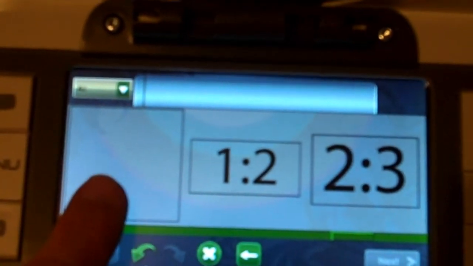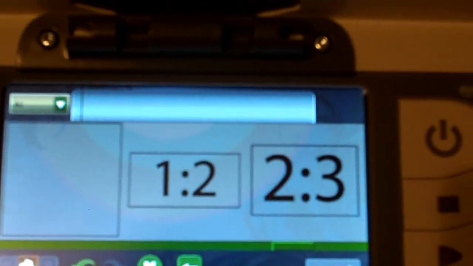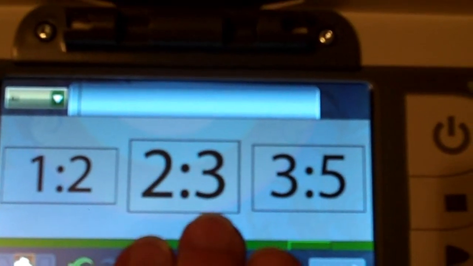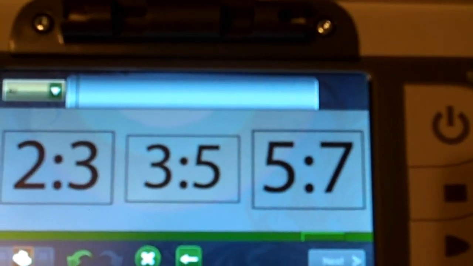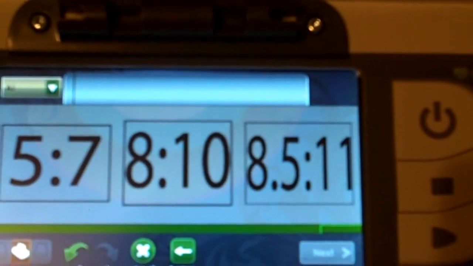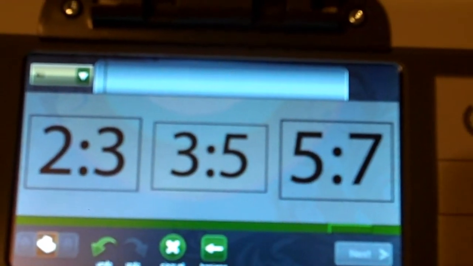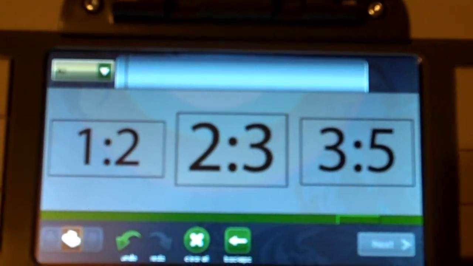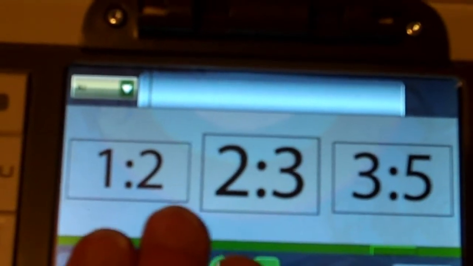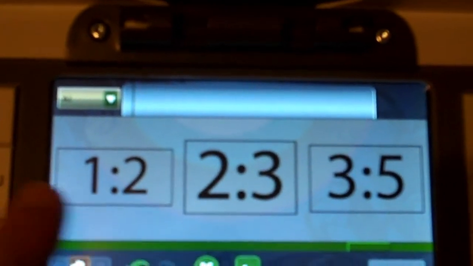We had the square that was from one of the earlier updates. We now have these rectangles with these numbers in here, the 1:2, 2:3, 3:5, 5:7, 8:10, and 8.5 by 11, or 8.5:11. So we have these here, and what do they mean? Okay. This is a ratio from your height to your width.